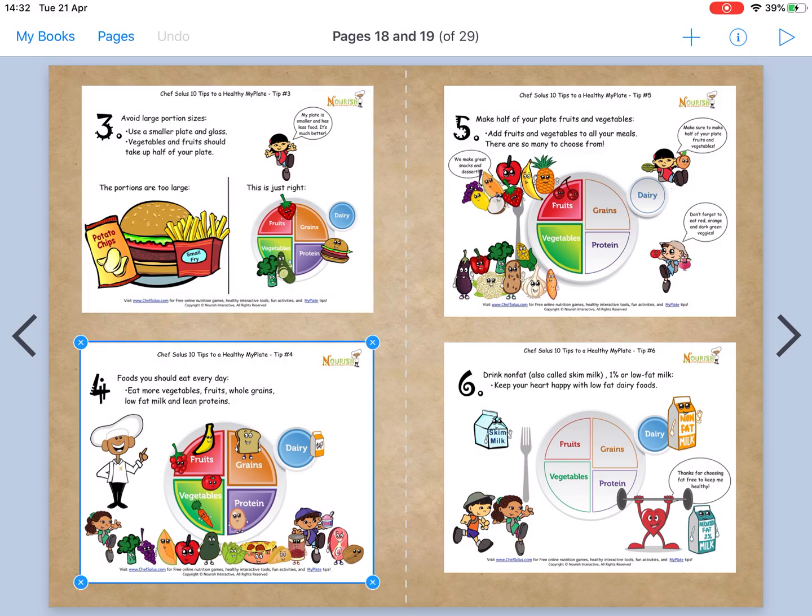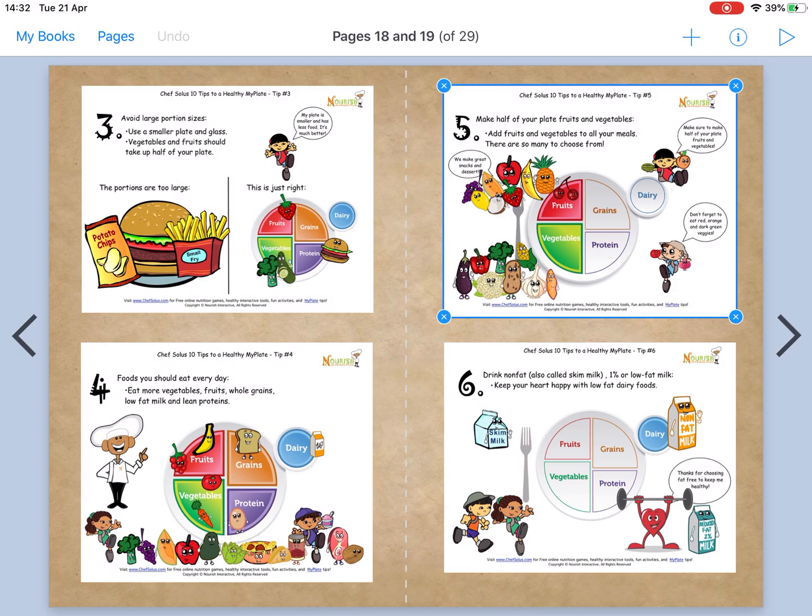Tip number 4 says you should try and eat foods from all the food groups every day. Okay, so don't just focus on one food group, a little bit of everything each day. Tip number 5, if you dish up a plate of food, at least half that plate should be made up of fruits and vegetables. So some salad, some roast veg, things like that.